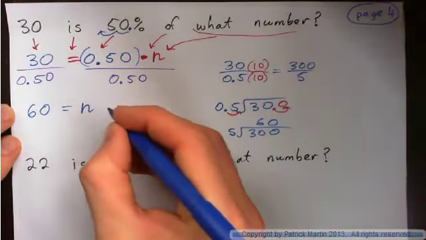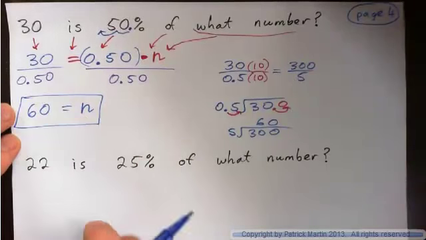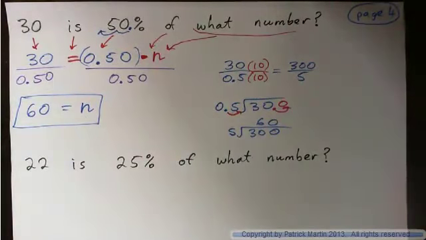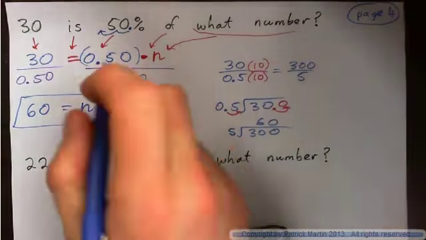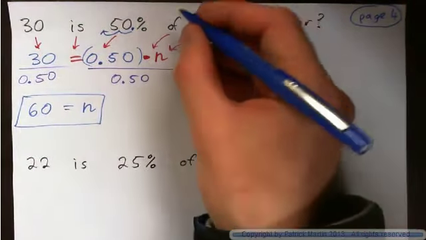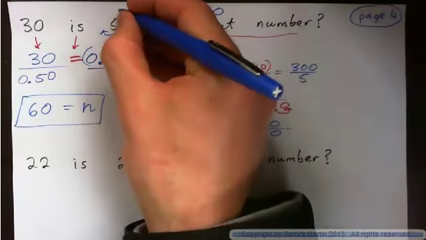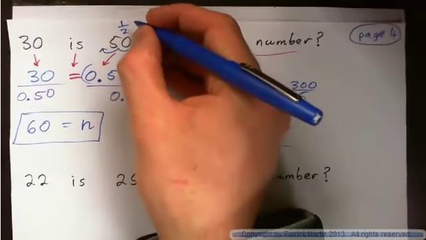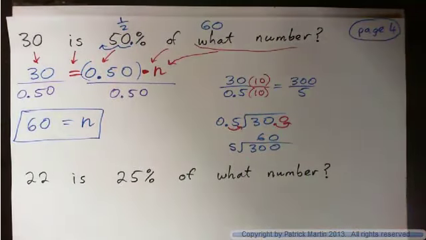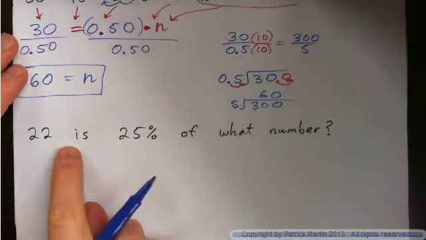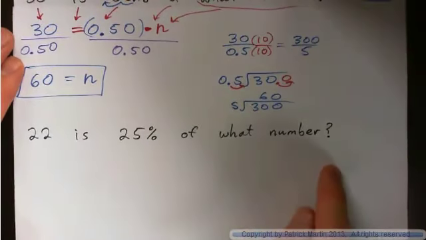So 60 equals n. Does that surprise you? N is 60. 30 is 50% of what number? 30 is 50% of 60. 50% is a half, isn't it? 30 is 1/2 of 60. That makes sense, right? The number is 60. Yep. Okay, 22 is 25% of what number?